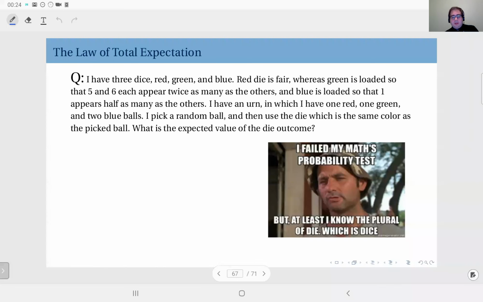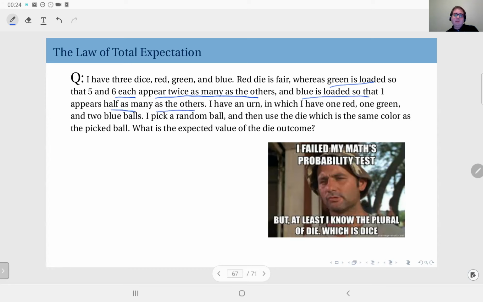Here I have three dice, red, green, and blue. Okay, so the red die is fair. 1/6, 1/6, all of them 1/6. The green is loaded, so that 5 and 6 appear twice as many as the others. And blue is also loaded. One appears half as many as the others.